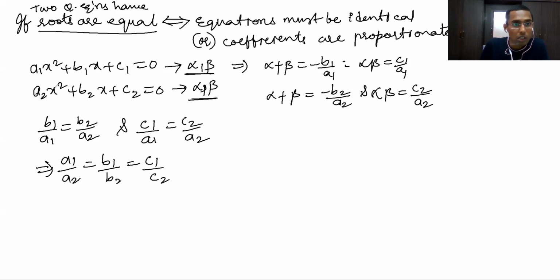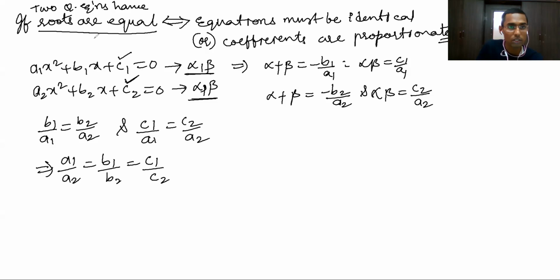That means here the coefficients are proportionate, or you can say the equations must be identical. That means if you take something common, both the equations will be equal, the same. So this is important in the theoretical part. If two quadratic equations have the same roots, both the roots are common.